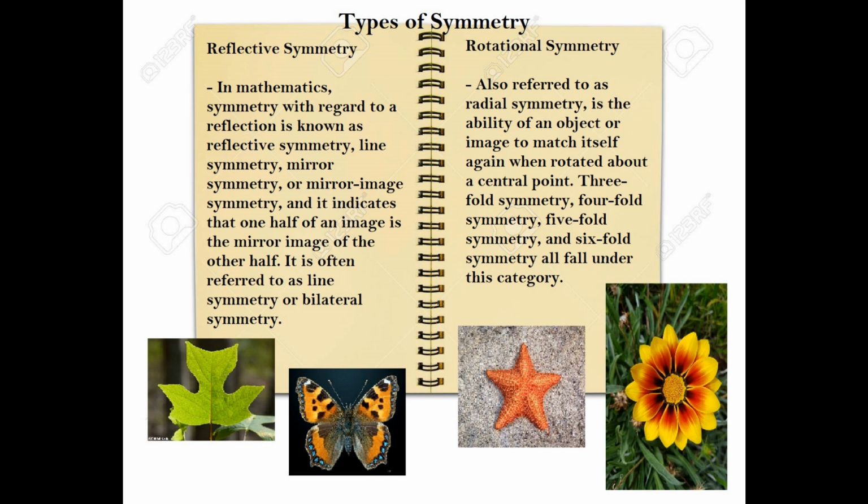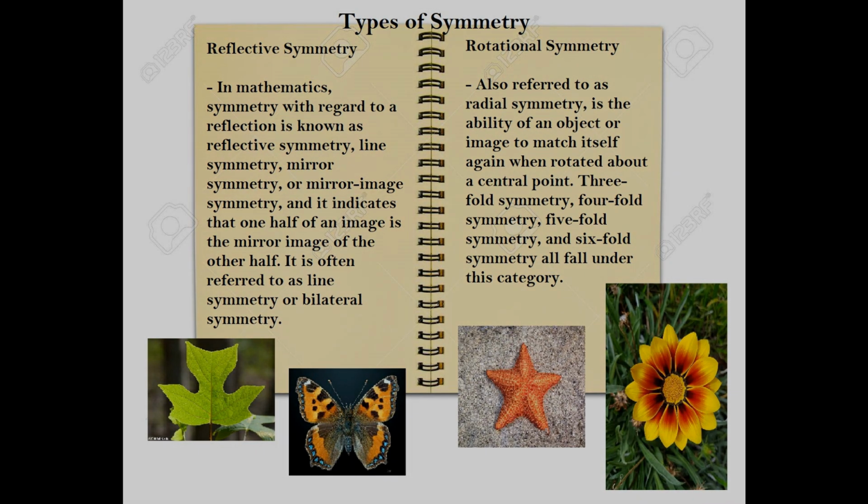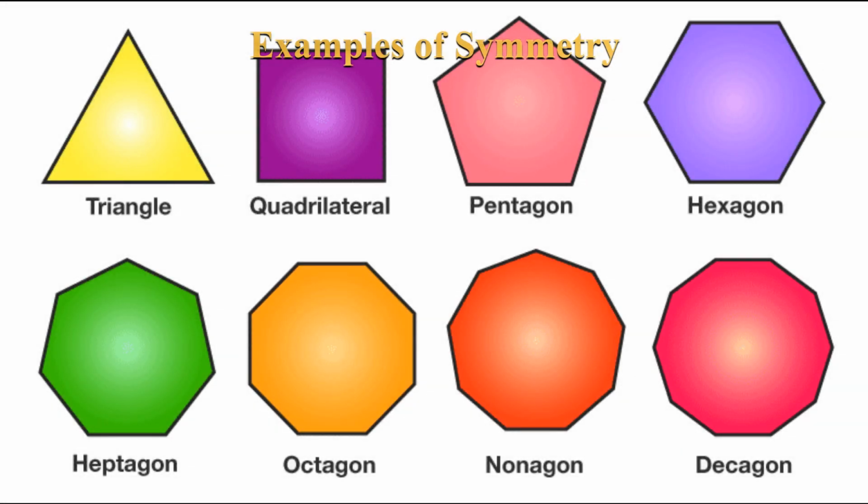Lastly is the rotational symmetry, also referred to as radial symmetry, which is the ability of an object or image to match itself again when rotated about a central point. Three-fold symmetry, four-fold symmetry, five-fold symmetry, and six-fold symmetry all fall under this category. Some common examples of symmetrical shapes are triangles, circles, hexagons, and rectangles.